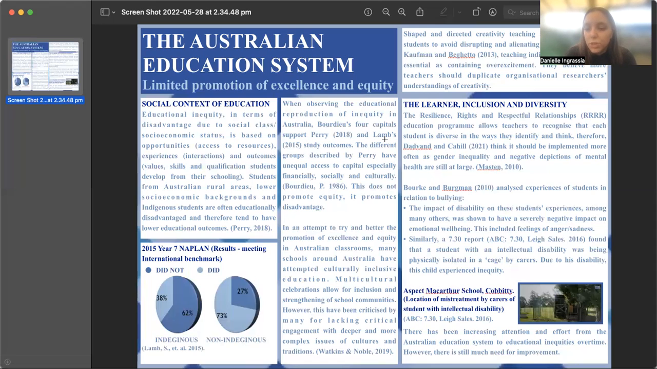They believe more teachers should duplicate organizational researchers' understandings of creativity in regards to CMC, the construct of creative metacognition. CMC possesses three interconnected parts: knowledge, experience, and monitoring and control, which can allow teachers to shape and direct creativity. Until teachers apply CMC or another construct to assist in creative teaching, there will be limited promotion of excellence in our classrooms.